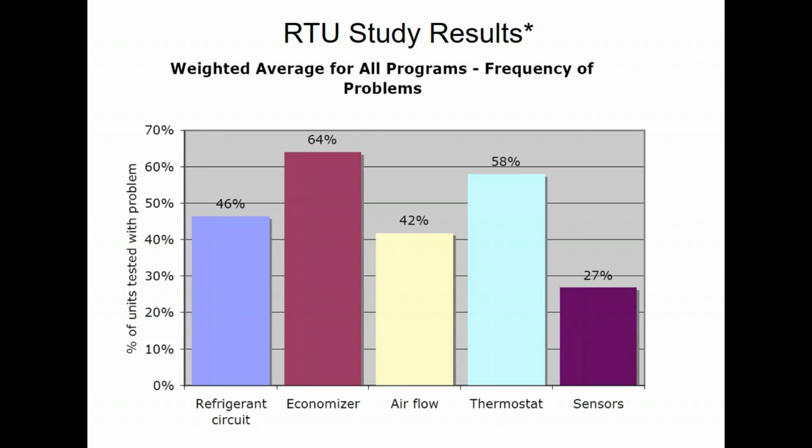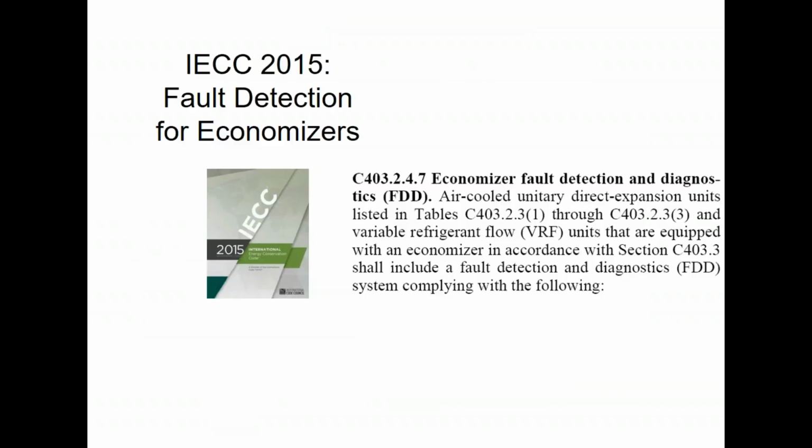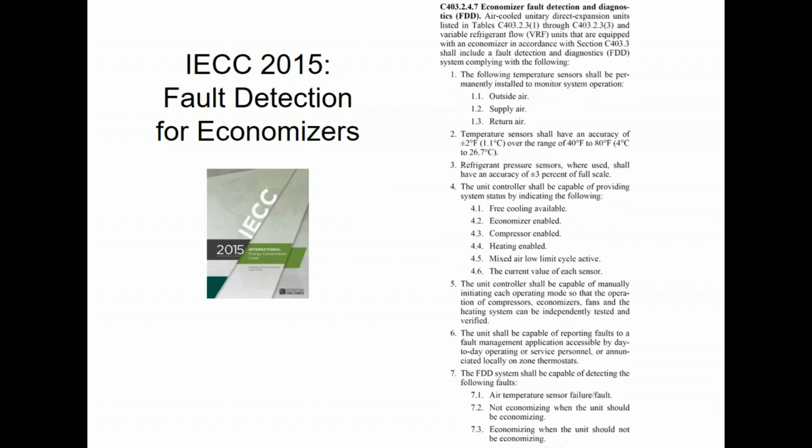And by the way, there's a similar study from Honeywell that shows 70% of them in the field are not working correctly. Because of that, the code folks have jumped on that, and they've made this a new requirement. So you'll see in the 2015 code and later versions, you're required to have fault detection and diagnostics, FDD, on your economizers for DX systems. What does that mean? This is all the language of what that entails.